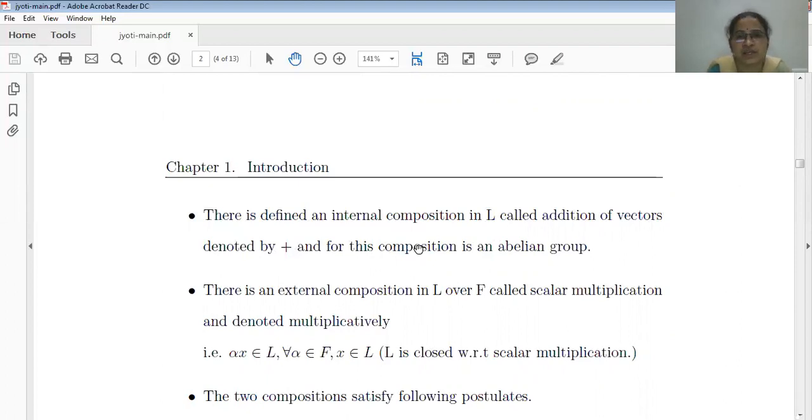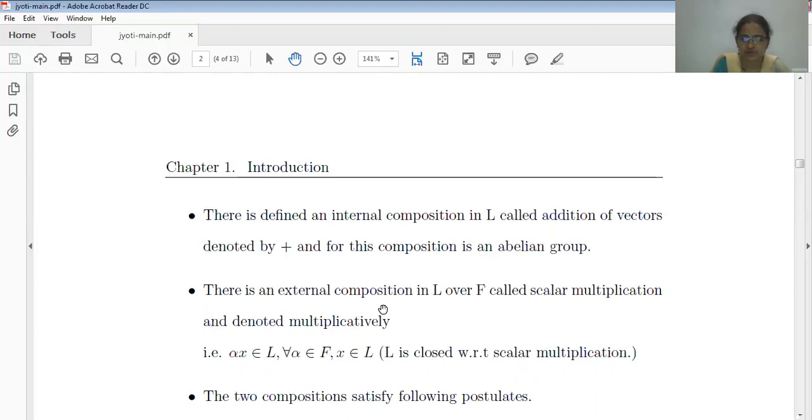We know an abelian group has to satisfy 5 conditions with respect to addition. First is closure property, second is associativity, third is existence of identity, fourth is existence of inverse, and the last condition is commutativity with respect to addition. If any set L together with this addition operation satisfies 5 conditions, then it is called an abelian group.